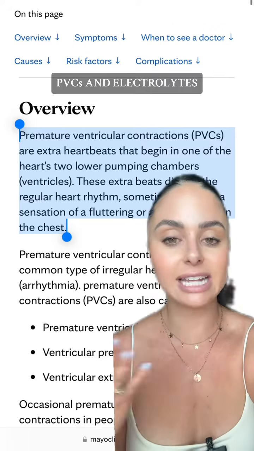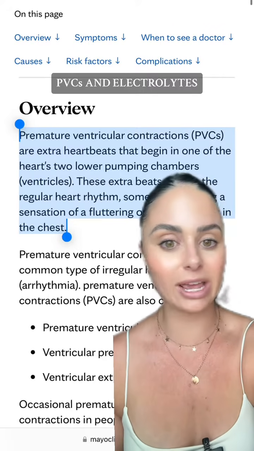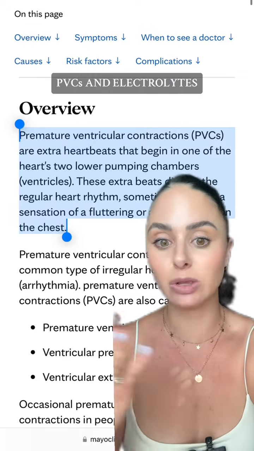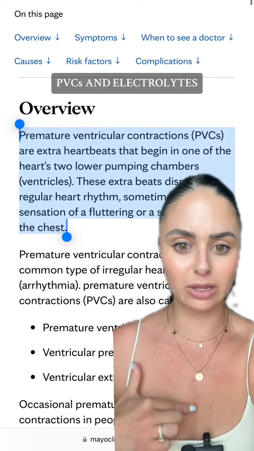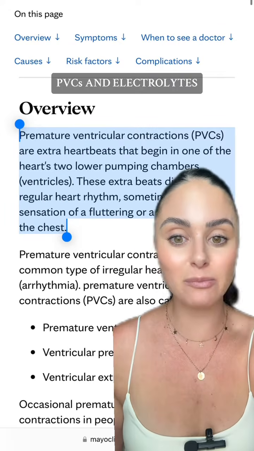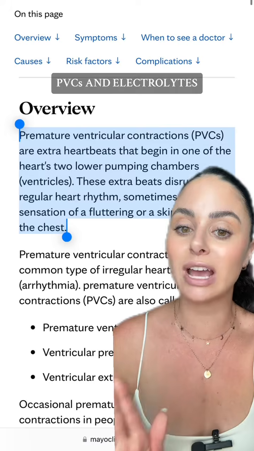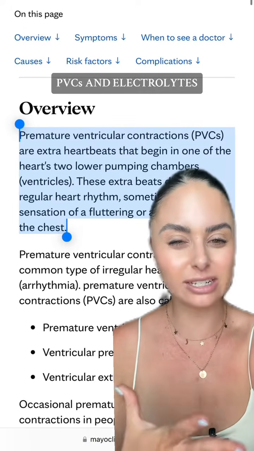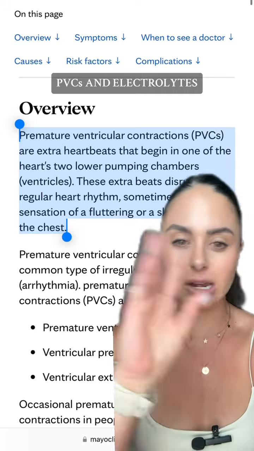The majority of us have PVCs at some point in our life. We may feel a little fluttering in our chest. Sometimes it can just be one PVC. Anyways, you may just have one, you may have a group of them, you may have sustained PVCs, also known as ventricular tachycardia, but nonetheless, PVCs are relatively common, but there's a lot of different causes for them.